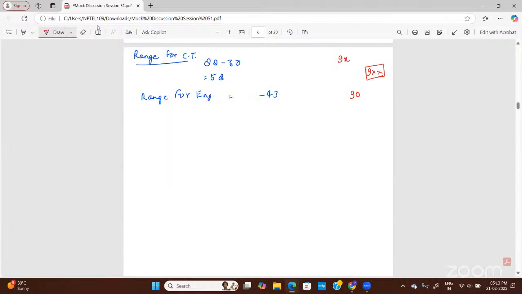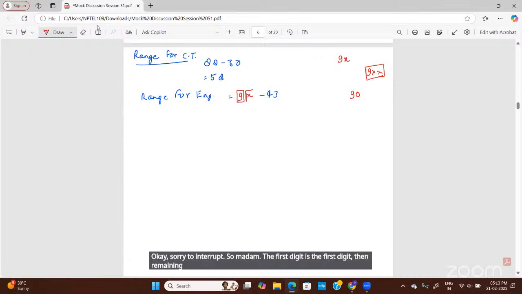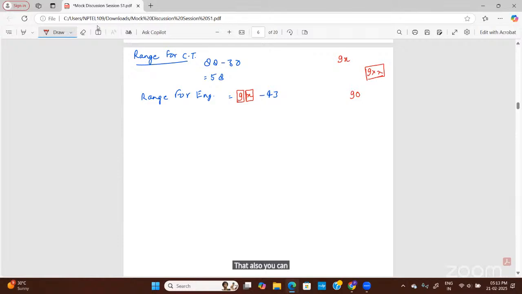One minute, sorry to interrupt. Madam, in the stem plot, the first digit is the stem, then the right-hand side is all the second digit, right? So in this case, 90 plus x only it will come, right? Yeah, that you can also write as 90 plus x. That would also work. I'm just trying to make you understand what is written there.